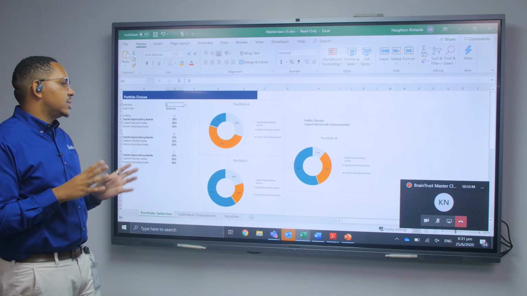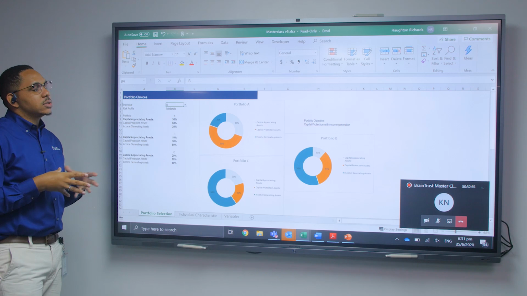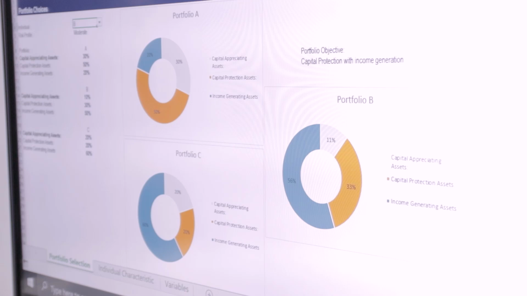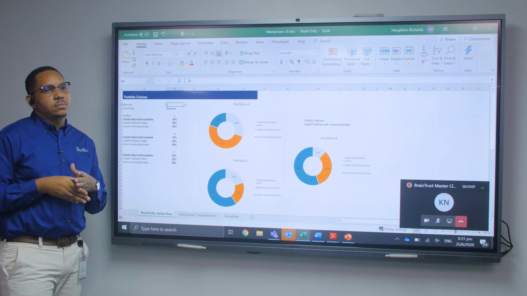She has two properties generating a collective 150, while the collective mortgage on the pool property is also 75, which have a remaining life of 10 years. She comes to us and says she wants capital protection with income generation. What risk profile are we assigning to this person?